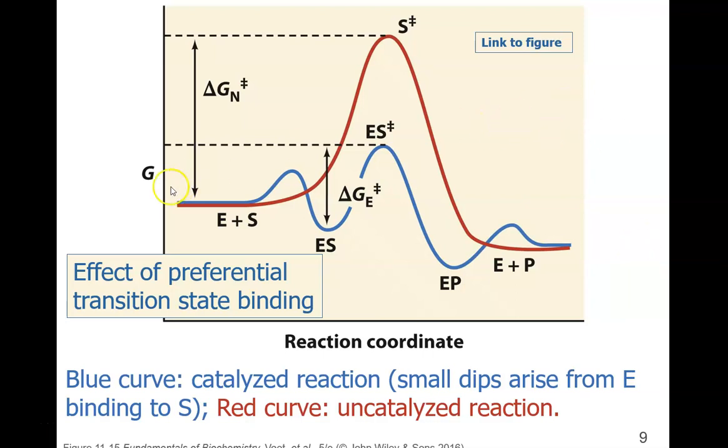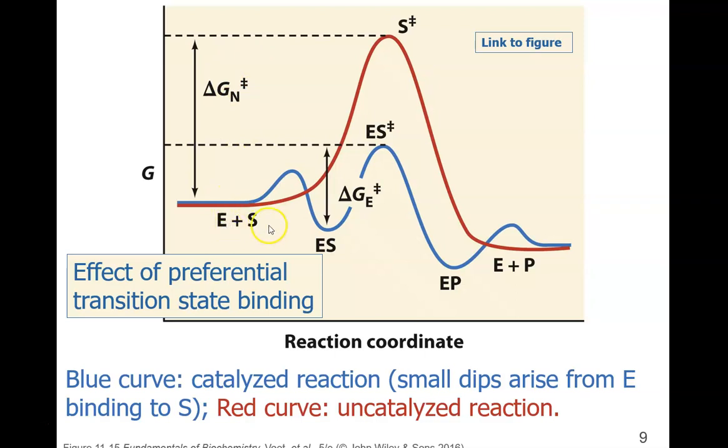So the red curve is the uncatalyzed reaction. If you look at the red curve, we have one step, and we have to go from the energy of the reactants through this transition state before we can get to the products. So this is the activation energy right here of the non-catalyzed reaction. That's what the N means.